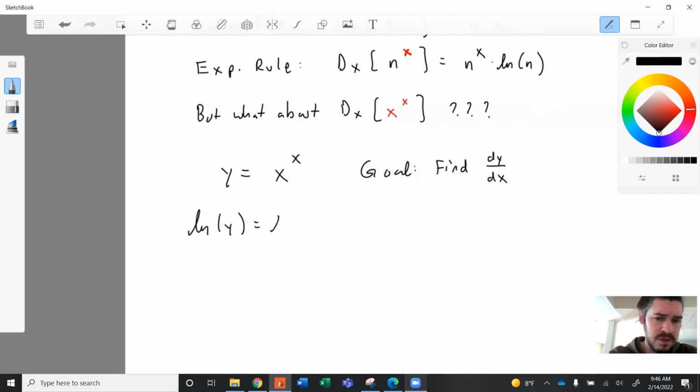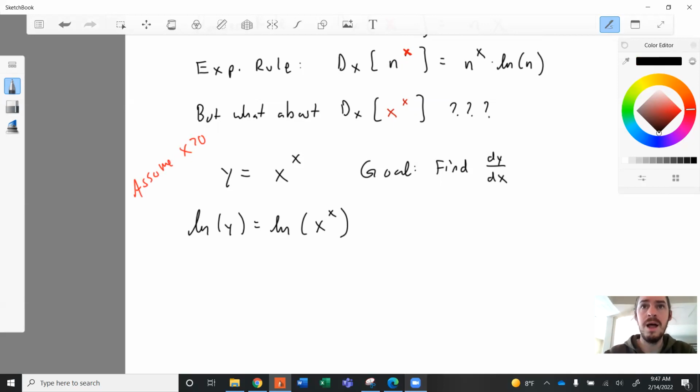One of the reasons this is a valid step is because x to the power x as a function really only gives you positive numbers. It's only really valid if x is a positive number. If x is a negative number, then you get all sorts of wacky behavior, including things like complex numbers. So we're going to take it as an assumption here. We're going to assume x is a positive number.